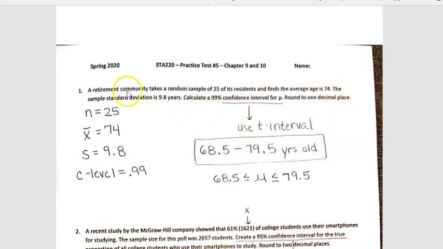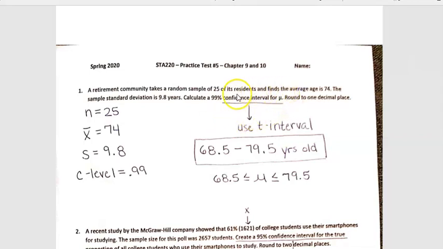Okay. So this first one here on the practice test says a retirement community takes a random sample of 25 residents and finds the average age is 74. The sample standard deviation is 9.8. Calculate a 99% confidence interval for mu, round to 1 decimal place.